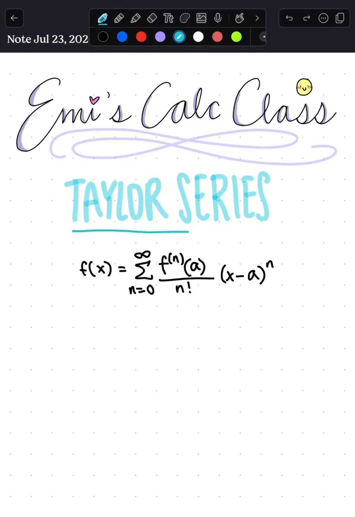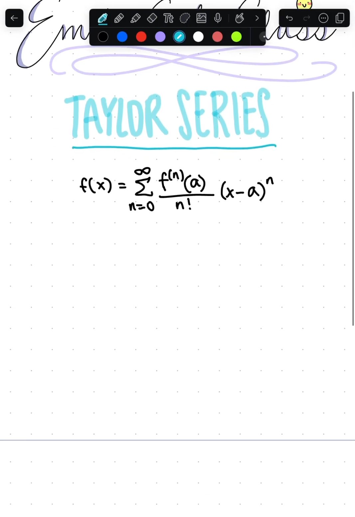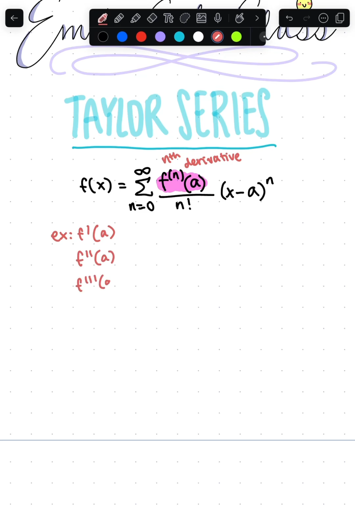Today we are learning the Taylor series. Here is the formula for the Taylor series, and we will break down some important parts, such as f to the power of n times a. This part represents the nth derivative of the series. So, for example, we can take the first derivative, second derivative, or the third derivative, and etc. to represent this nth derivative.